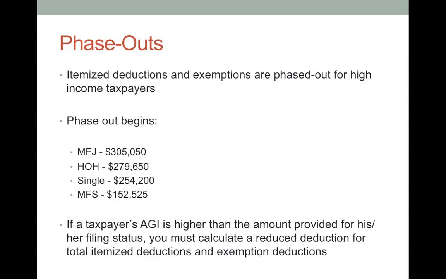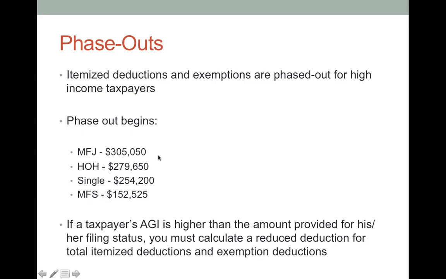The very last thing for Chapter 6 is that high-income taxpayers are subject to a phase-out of itemized deductions and exemptions. There are good examples in Appendix A and Appendix B of Chapter 6. So what constitutes a high-income taxpayer? Here are the thresholds. I'll provide them on the exam, so I'll give you these thresholds for the exam. You just need to know what to do with them, okay?